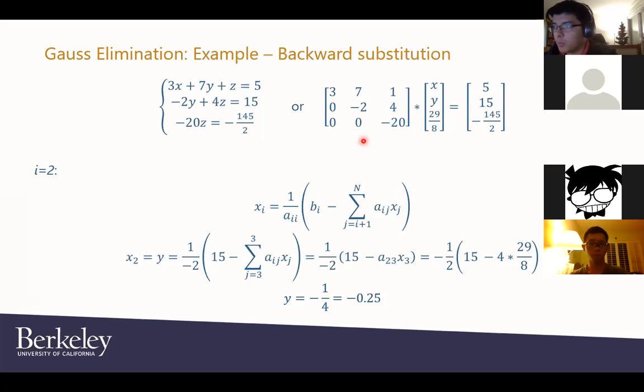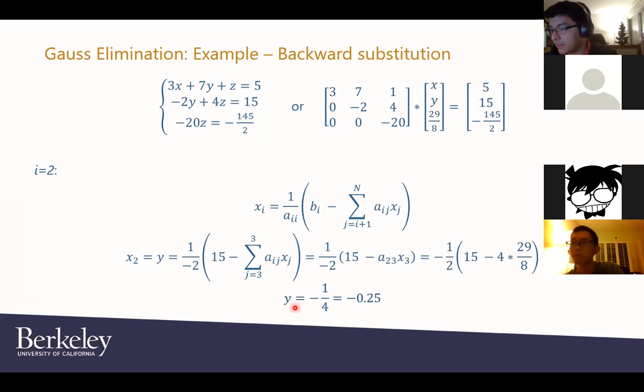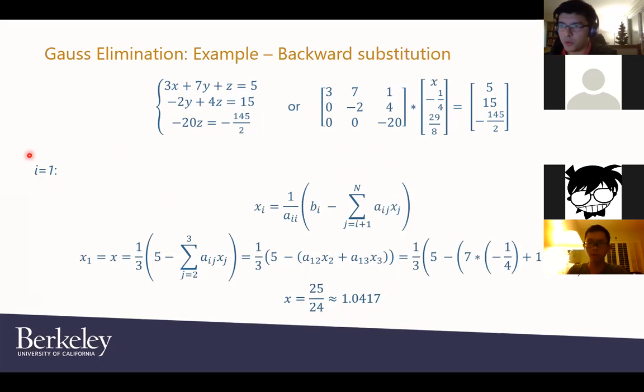Okay, so moving on to the first row. From this guy, sorry, I went back. From this guy, we have the value for y. And we go to the first row, we know y and we know z. So we solve for x. So again, same expression as before.